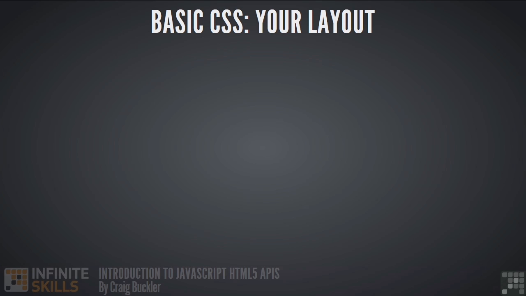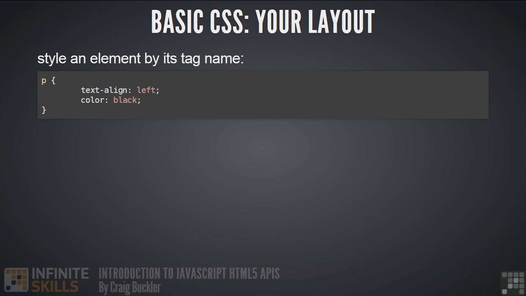Cascading style sheets control the layout of how the browser positions and styles the HTML content within your page. So a CSS rule starts with a selector, and these can be quite complex. But in this example, it's simply targeting a paragraph tag. Now a set of rules follow in these squiggly braces. So in this case, we're aligning the text to the left, and we're setting the color to black.